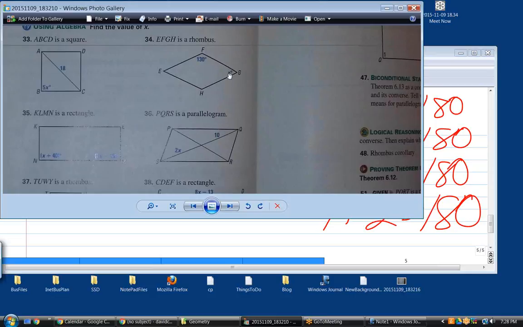So what is x? If F is 130, you do F plus E add to 180. So that would be 50 degrees. Okay, that makes sense. What's the sum of all four angles in a quadrilateral? 360. So this and this couldn't possibly add to 360. No. Yeah. All right.